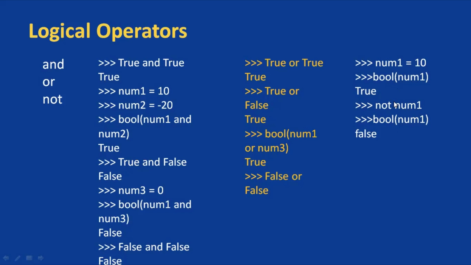Reversing the logical operation. Here I have given num1 equal to 10 and I am going to check the boolean of num1. Normally it will give the result true. But if I put the keyword not in front, not num1, what will be the result? It will give the result false. I hope it's clear. If you have any doubt, please comment in the comment box. Okay, we are going to the next slide.